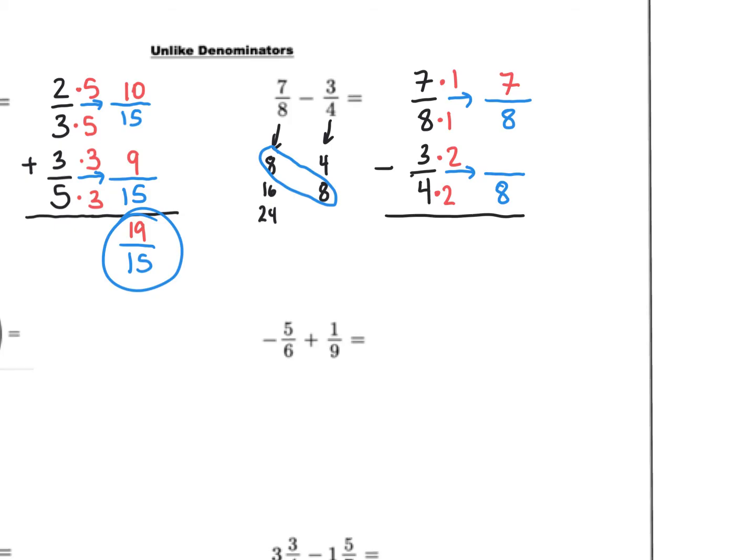And what I want to do is go 3 times 2 up top. That's going to give me 6. And so now I bring down the common denominator, which is 8. And then I go 7 minus 6. So 7 minus 6 is going to give me 1. And so on top, I have this 1 over 8, or 1/8. And that is going to be the final answer for that one.